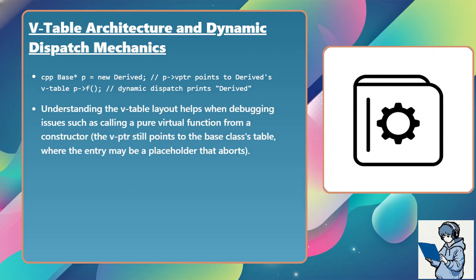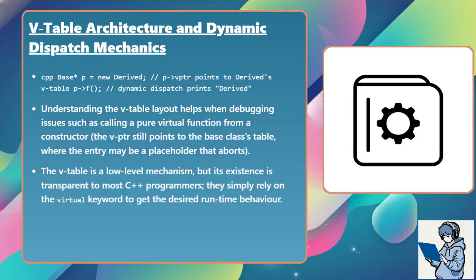Understanding the vtable layout helps when debugging issues such as calling a pure virtual function from a constructor, because the v-pointer still points to the base class's table, where the entry may be a placeholder that aborts. The vtable is a low-level mechanism, but its existence is transparent to most C++ programmers. They simply rely on the virtual keyword to get the desired runtime behavior.